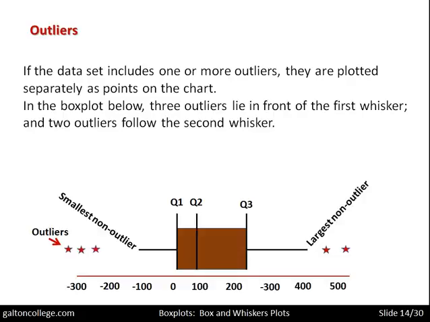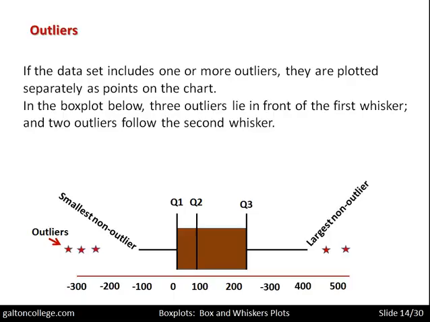So if we have a look at that for a second, we see here the three outliers in front of the first whisker. So on the left we've got three outliers. In other words, they're extreme values. They don't fit the pattern, so we're not going to take them into account. We recognize they exist, but we call them outliers. But we do take into account the smallest non-outlier. That's the one which does fit the pattern, but it's the smallest. So we take that into account.